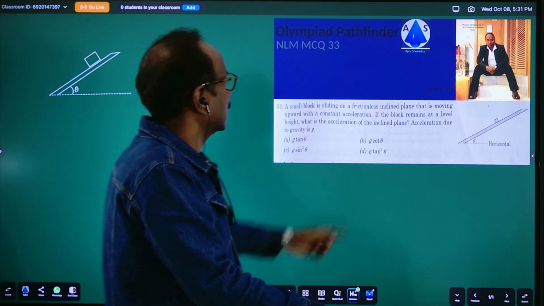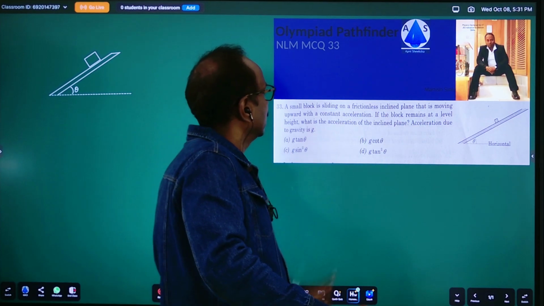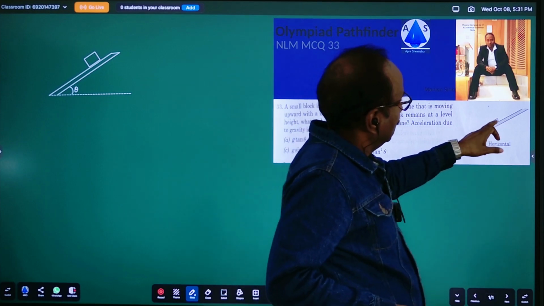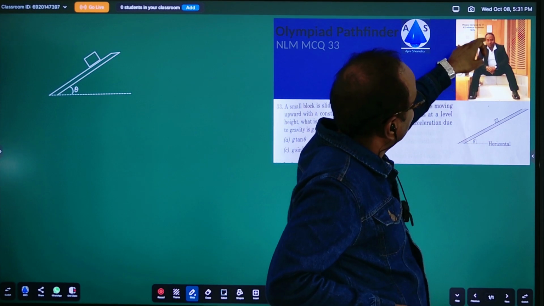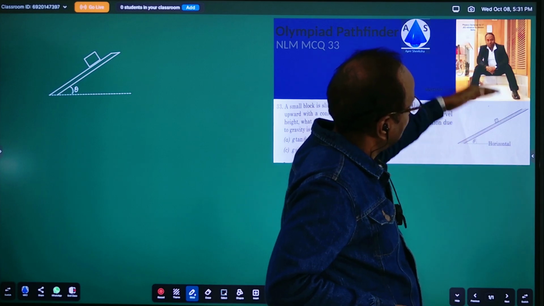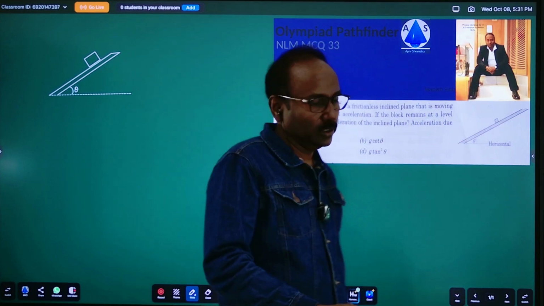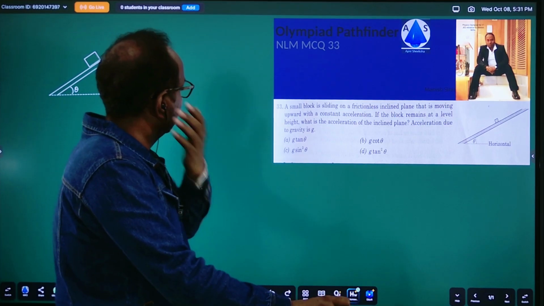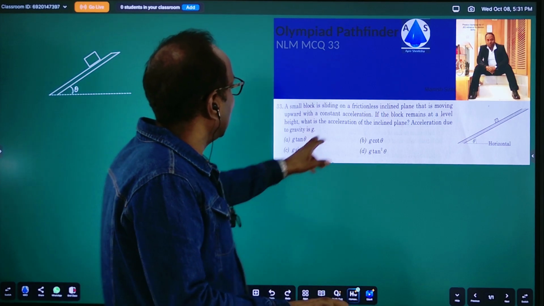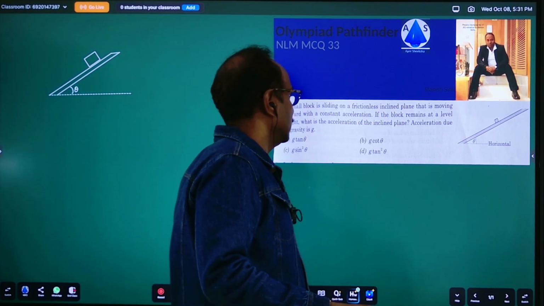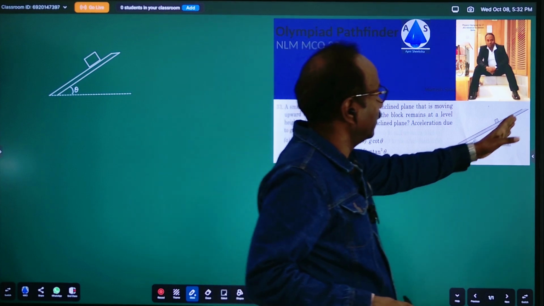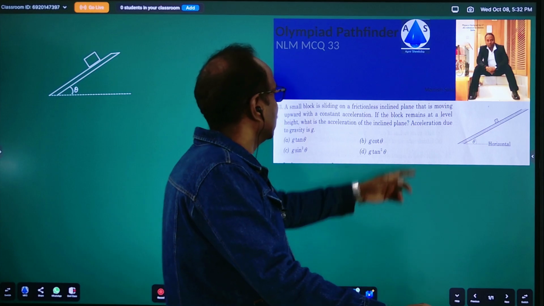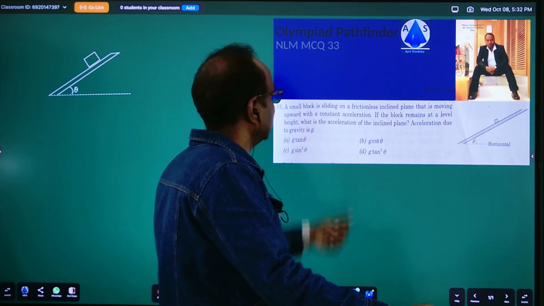If the block remains at a level height, what does this mean? The block height is not changing during the motion of the inclined plane. It is unchanged. So what is the acceleration of the inclined plane? That acceleration we have to find. Acceleration due to gravity is to be taken as g.